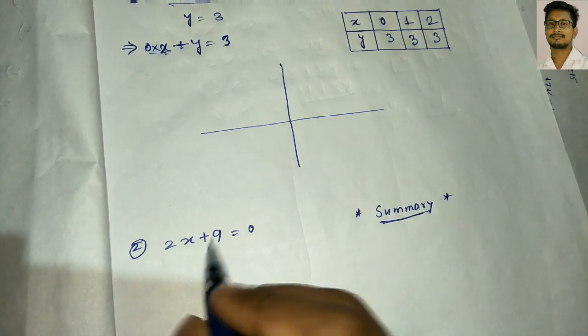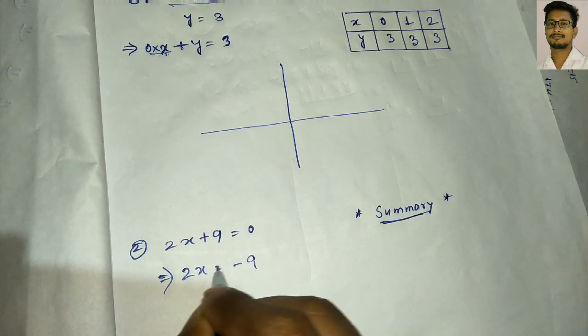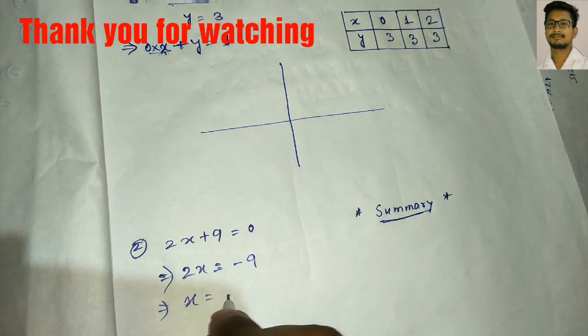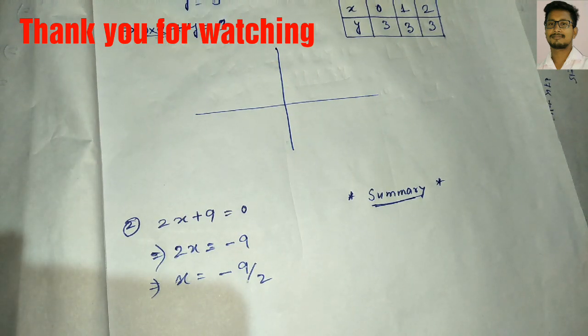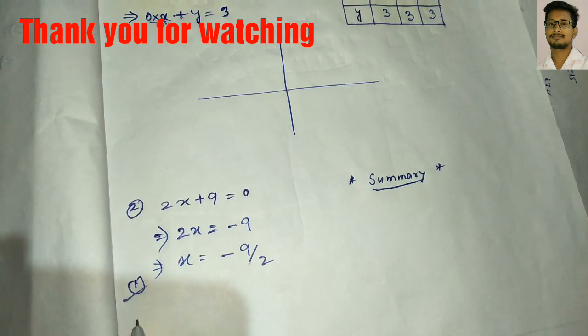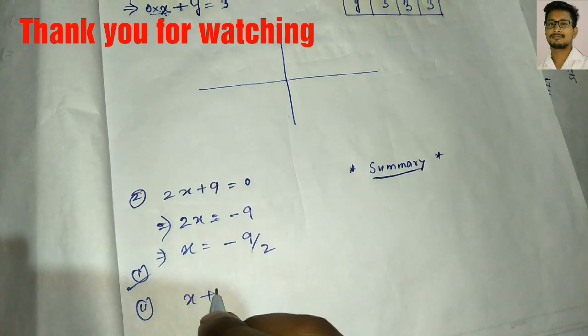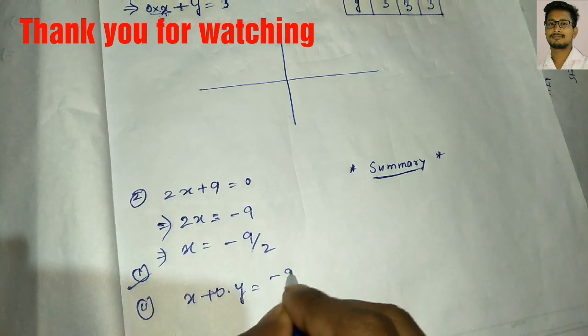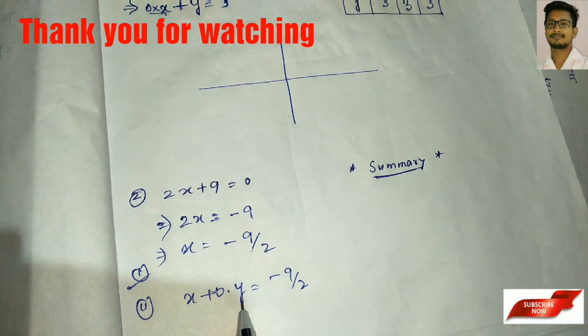Twice x plus 9 equals 0. First we have to do it from here. Twice x equal minus 9. After that x equal minus 9 by 2. So you have already learned how to plot this on the number line or the graph. Okay, you continue. Again this is for one variable, it's very easy. And Roman 2, how to do it in two variables: x plus 0 into y equal minus 9 by 2. This is for our two variables. You can take any value for y, but x will always remain minus 9 by 2. Then you plot the points.